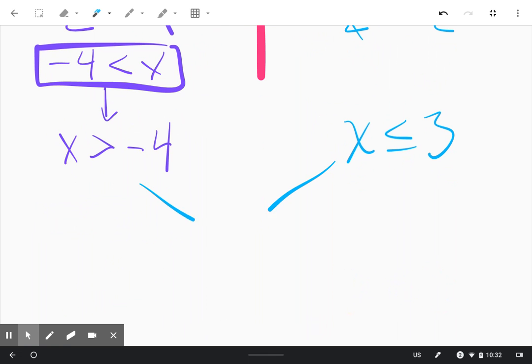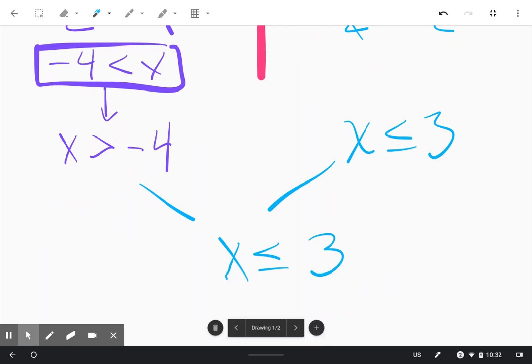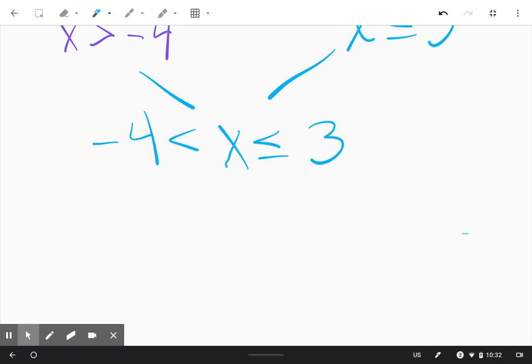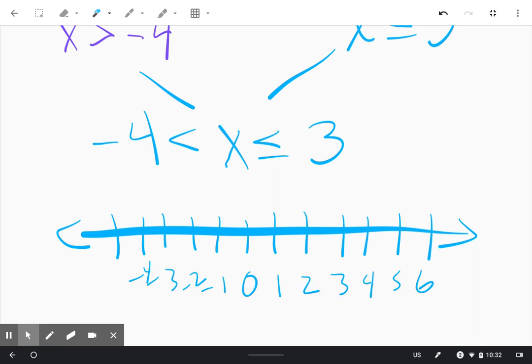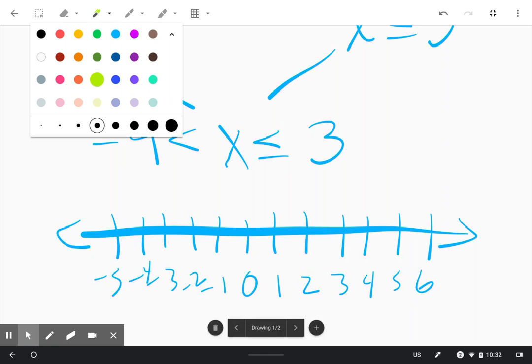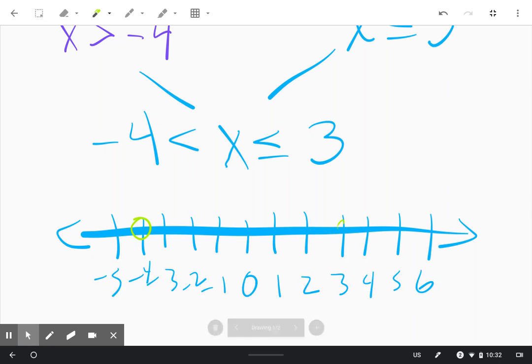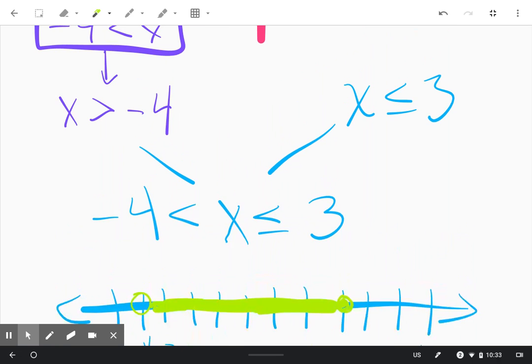So now we have to try to combine these. If I put x in the middle, x is less than or equal to 3, but it's also greater than -4. And then I can graph that on a number line. So I have a -4, open circle, and I have a 3 with a closed circle, and the x is in between them. So that would be my shaded area right there. And that's the solution.